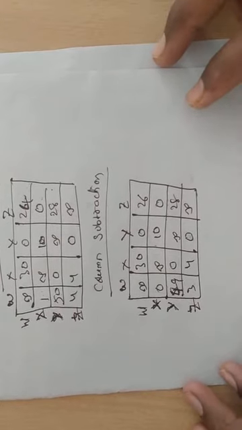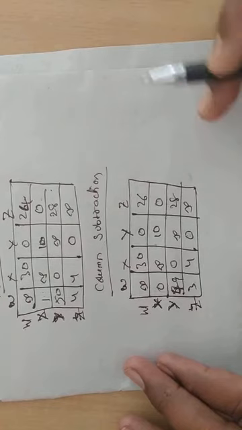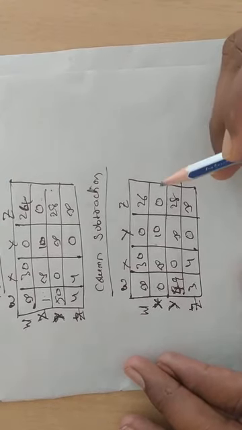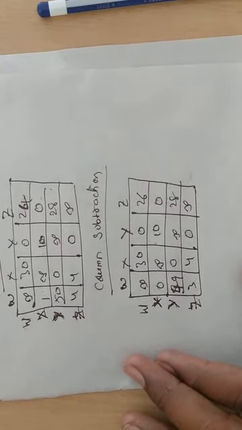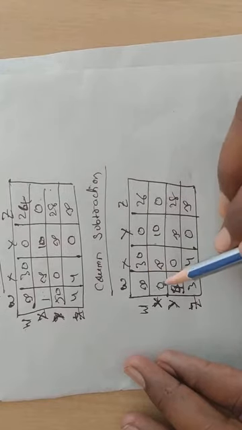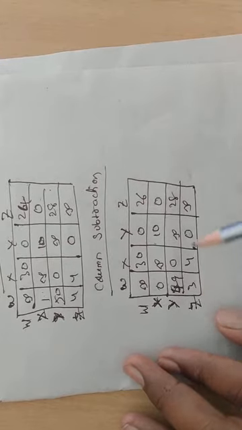After completion of the column subtraction, we have to make the assignments. How can we make the assignment? First we have to identify the single zeros, row wise and column wise. Row wise, the first row has a single zero, the second row has 2 zeros, the third row has a single zero, and the fourth row has a single zero.